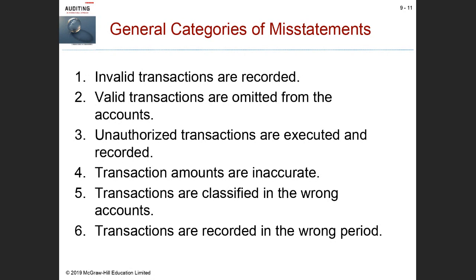The fourth item, transactions recorded could be inaccurate. So we record them in the wrong amount. A good internal control system will ensure that transaction amounts recorded are accurate. The fifth one, transactions could be classified in the wrong accounts. So for example, we might conduct a sale transaction, but record that as dividend income.